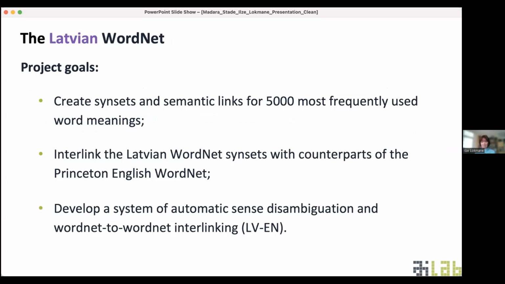The first one, to create syntax and semantic links for 5,000 most frequently used word meanings. And the list of words was compiled by frequency of use in the balanced corpus of modern Latvian, after dropping particles, function words, and proper words as well. The next, to interlink the Latvian WordNet syntax with counterparts of the Princeton English WordNet. And last but not least, to develop a system of automatic sense disambiguation and WordNet to WordNet interlinking, namely Latvian English.